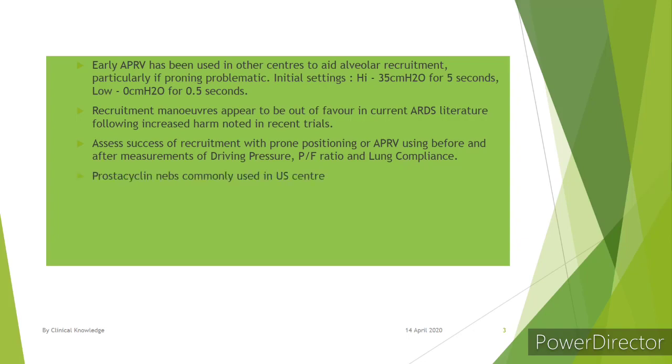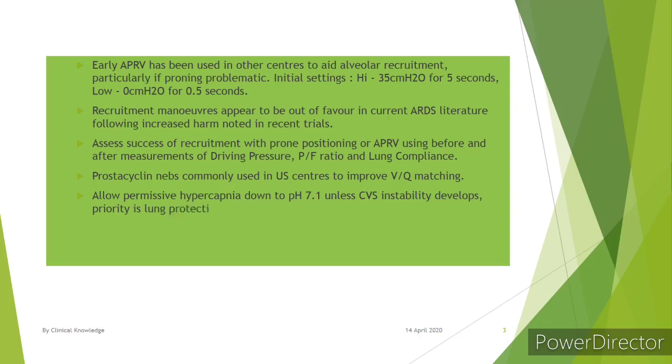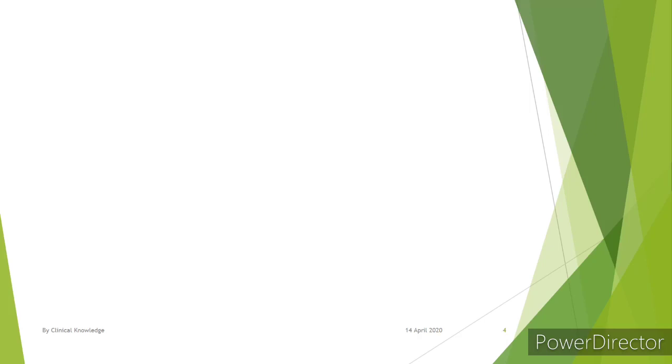Prostacyclin nebulisers are commonly used in US centers to improve VQ matching. Allow permissive hypercapnia down to pH 7.1 unless CVS instability develops. Priority is lung protective ventilation using low tidal volumes.